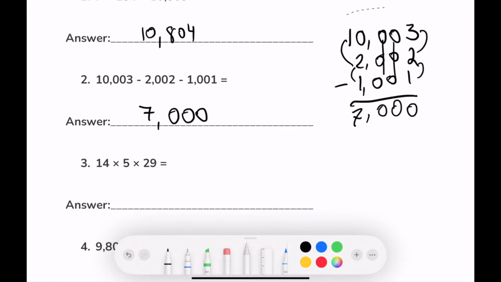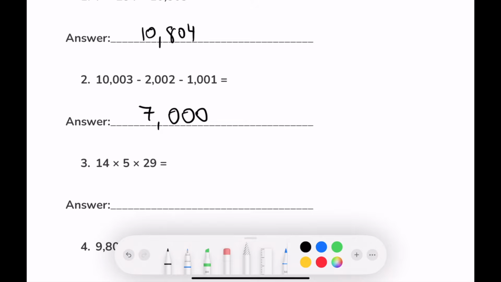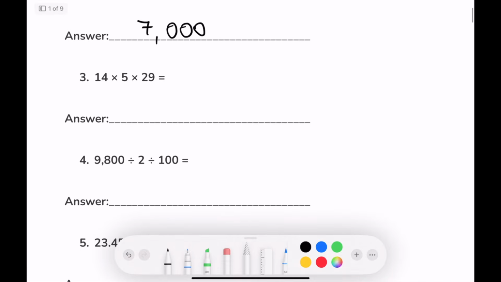All right, nice work. Let's keep it going and make sure that you have your pen and pad out and you are following along with me as well. All right, so next up we have 14 times 5 times 29. Here we go. Let's write this. I'm going to again write the larger number up top. I'm going to start with 29 times 14, and then I'll take that multiplied by 5.